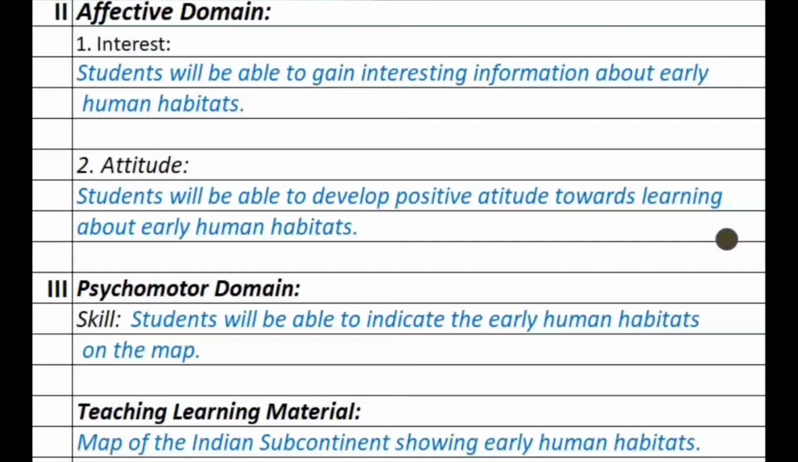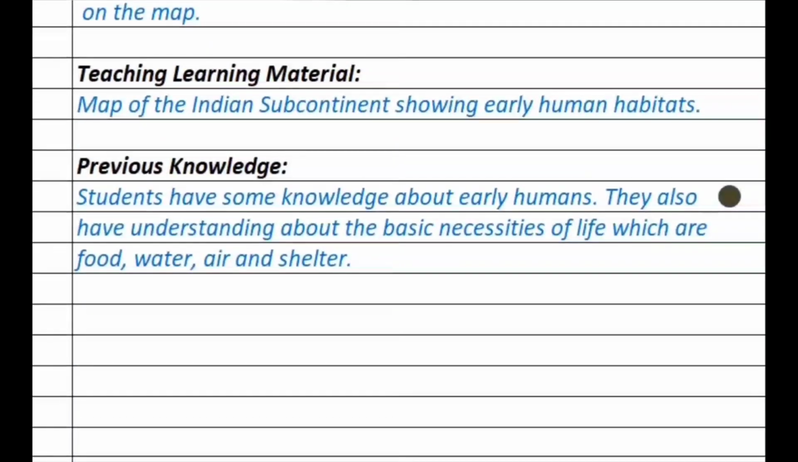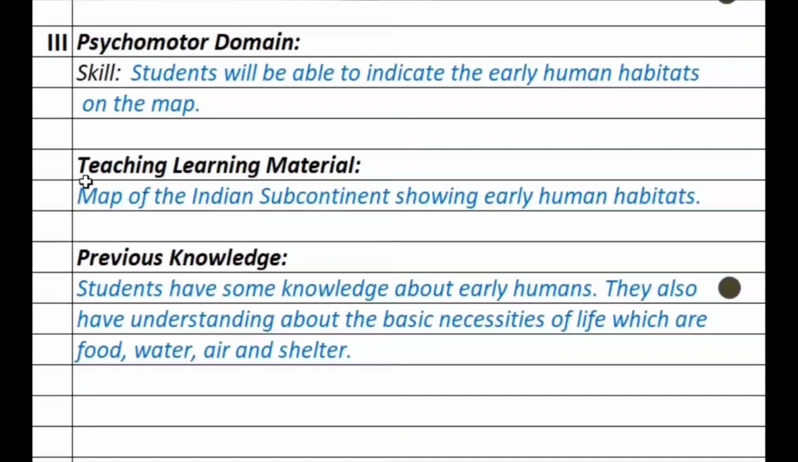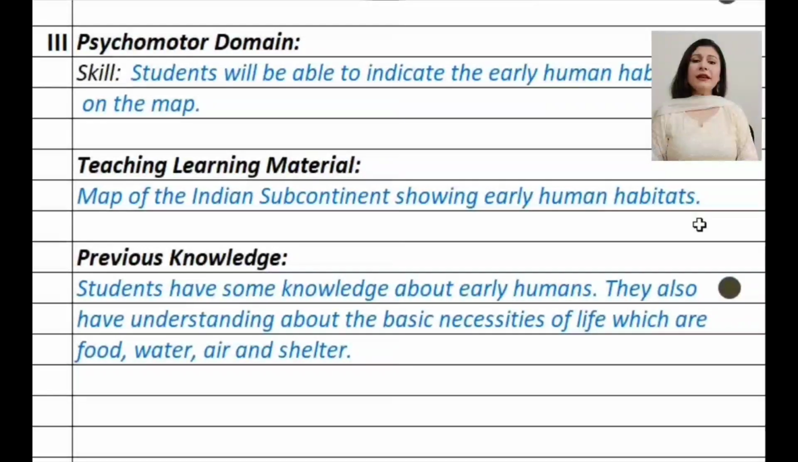Then we have to write which teaching learning material we'll be using to teach this lesson. So here we'll use the map of Indian subcontinent showing early human habitats. Then we have to mention the previous knowledge of the students because we use the maxim of known to unknown while teaching in the class. So the teacher should be aware of the previous knowledge of the students. So here we'll write that the students already have some knowledge about early humans and they also know about some of the basic necessities of life.